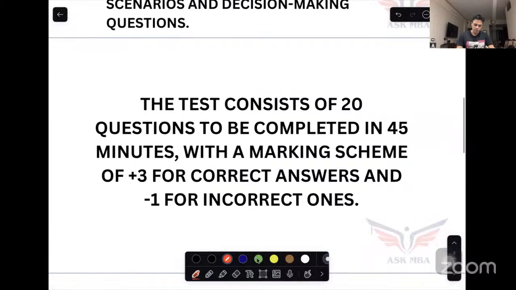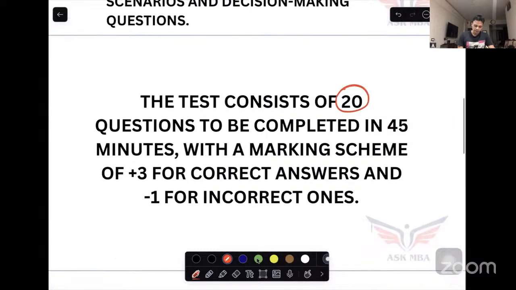The test is going to consist of 20 questions to be completed in 45 minutes with a marking pattern of +3 for every correct and -1 for every incorrect. It is just like CAT examination, guys. You guys are going to get +3 -1. And of course, in CAT examination, you got 40 minutes, and the number of questions are a little more. Here they have given you 45 minutes, and the number of questions are less.